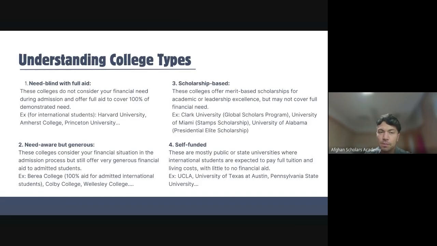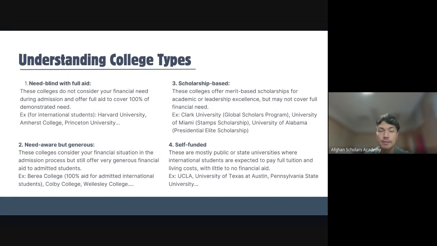Most of these colleges are really, really generous. They do consider your financial situation. For example, Berea College says they are need aware because they are trying to help students from underrepresented communities and those who come from low income families, and they are very generous with their financial aid.